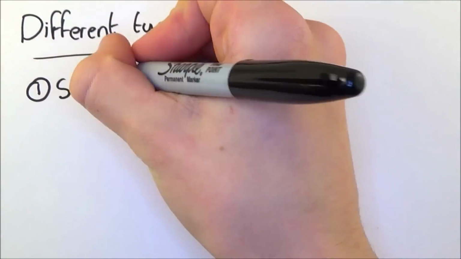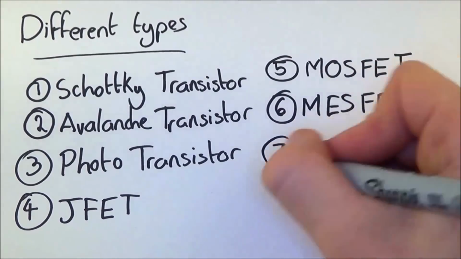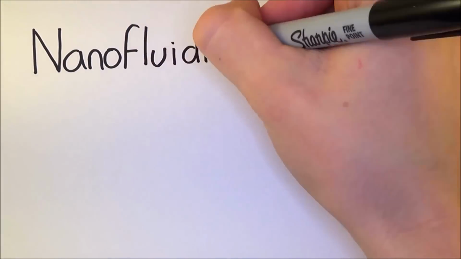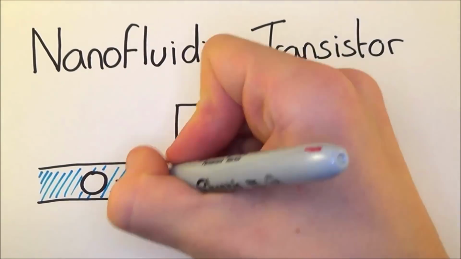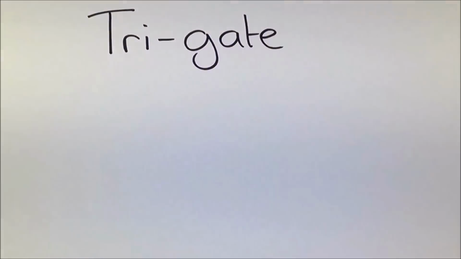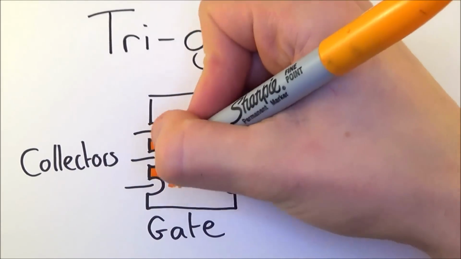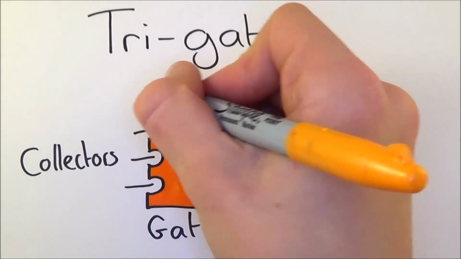There are many different kinds of transistors, all of which have different uses. Just for example, the heterojunction bipolar transistor is used for ultra-fast circuits. The nanofluidic transistor is used to move ions through a submicroscopic water-filled channel. A more interesting one is the tri-gate transistor. These have multiple collectors and multiple emitters, and so can do even more.